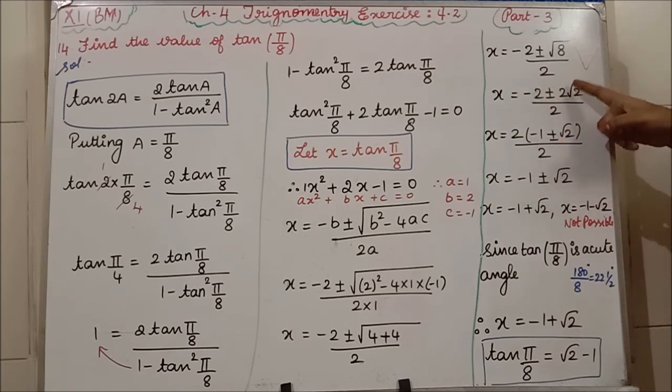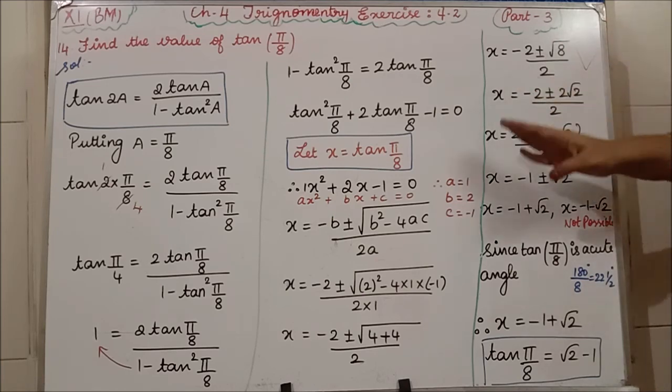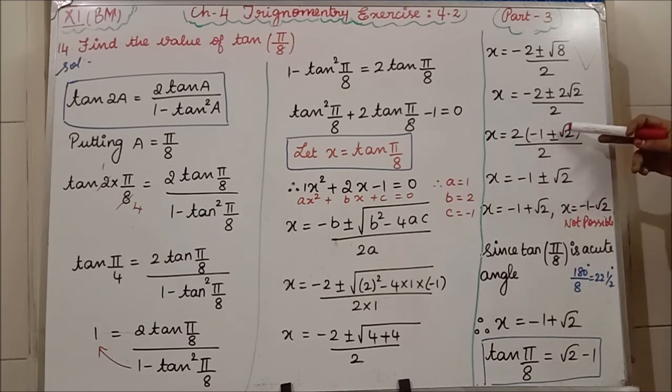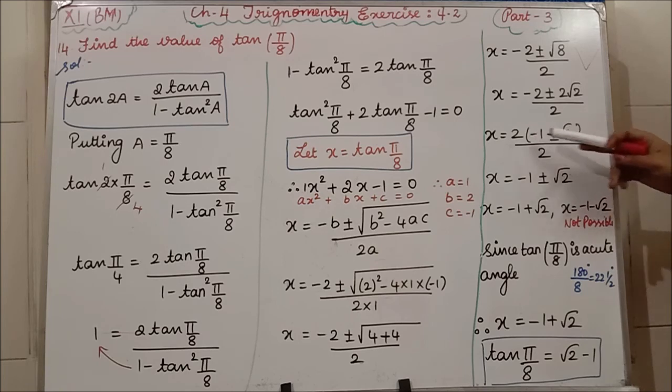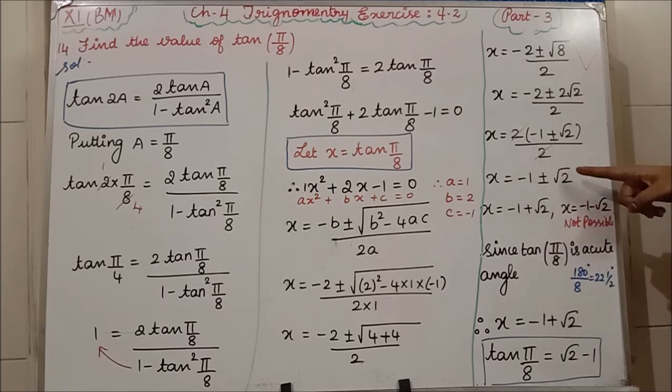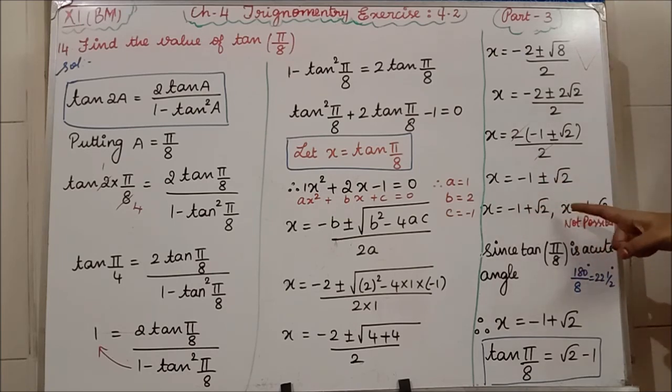Now in the numerator both the terms have 2, so I am taking the 2 commonly out. If I take 2 commonly out, what will be left? Minus 1 plus or minus root 2, divided by 2. In the next step, this 2 and this 2 will get cancelled. So what we are getting? Minus 1 plus or minus square root of 2. So I am writing x equal to minus 1 plus root 2, and another value x equal to minus 1 minus root 2. I am neglecting the negative value. I have written here: not possible.